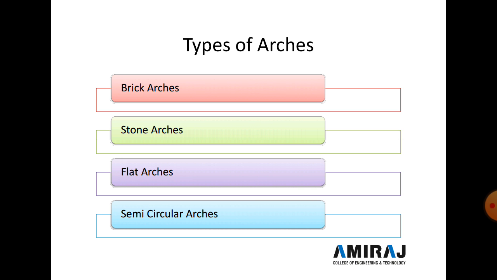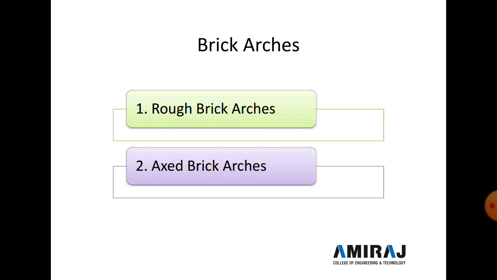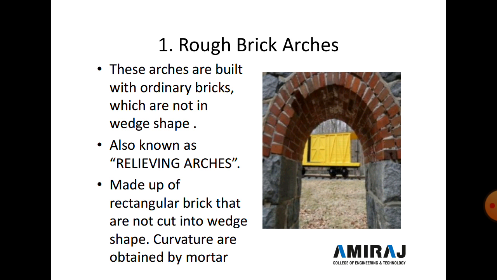Now here are the types of arches. There are four main types of arches available. The first one is the brick arch, the second is the stone arch, the third is the flat arch, and the fourth is the semicircular arch. Here we will discuss them one by one. We start with brick arches. Brick arches are also divided into two parts: rough brick arches and the second one, axed brick arches. First we start with rough brick arches.